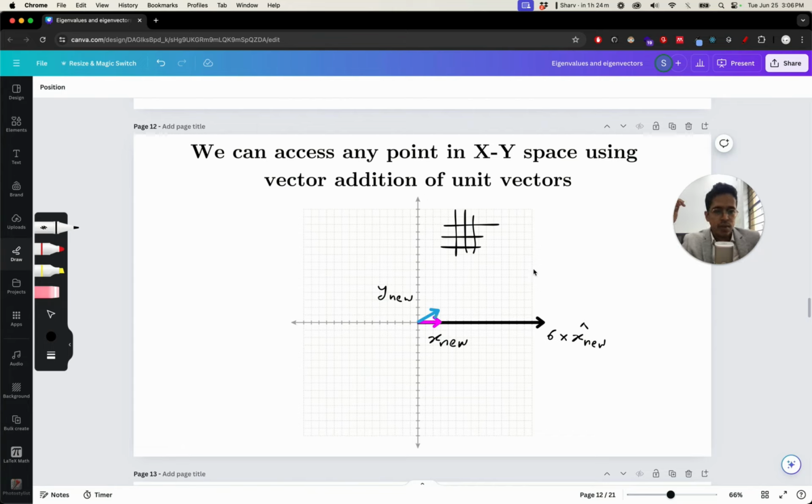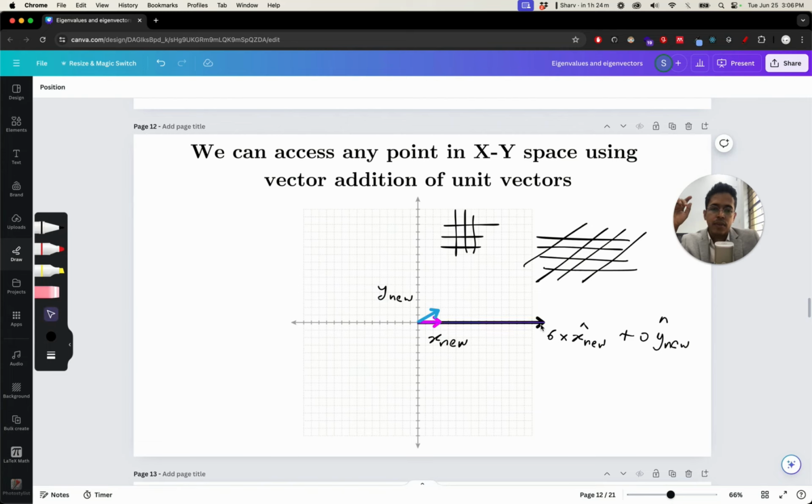Since x new is parallel to x hat, the x grid lines would look like this, but then the y grid lines would look like this. So this is my new xy plane. This is how it looks. So this vector is 6 times x new plus 0 times y new. It has no y component in that.